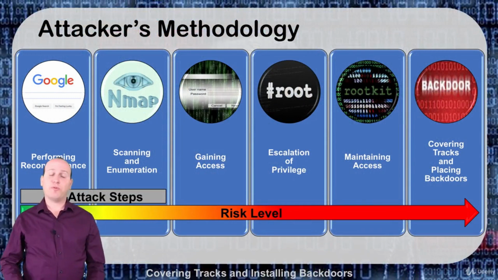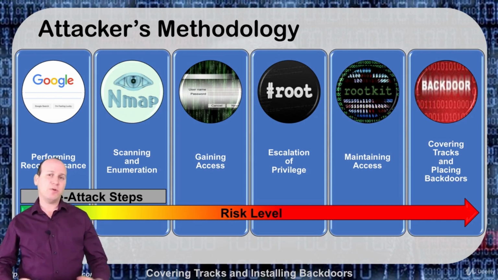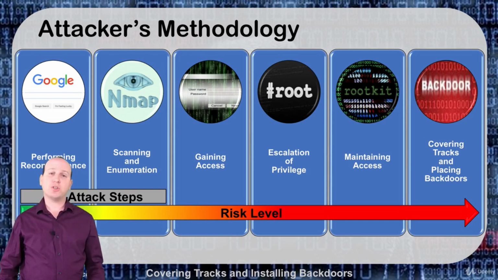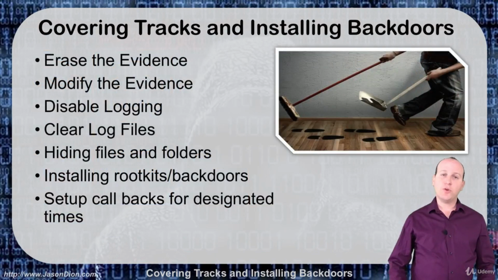So at this point, we've performed our reconnaissance, we've scanned and enumerated, we've gained our access, we've escalated our privileges, we've maintained our access and moved laterally, and now we want to make sure that we're in here for the long haul. How do we make sure we don't get caught? This is where we have to cover our tracks and place some backdoors. So what does that really mean?